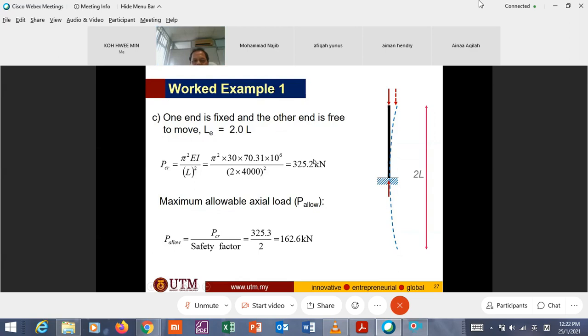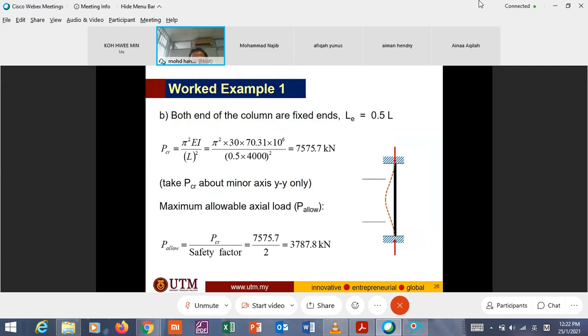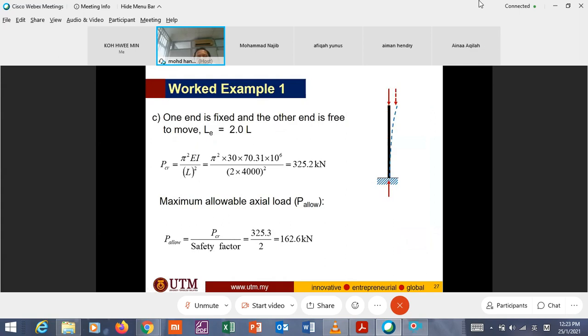So now you can see here, for cantilever, the value is 3 to 5. But for fixed, the value is 7,575, which is what? 20 times. The comparison between fixed and cantilever is 20 times. This is one sine curve.